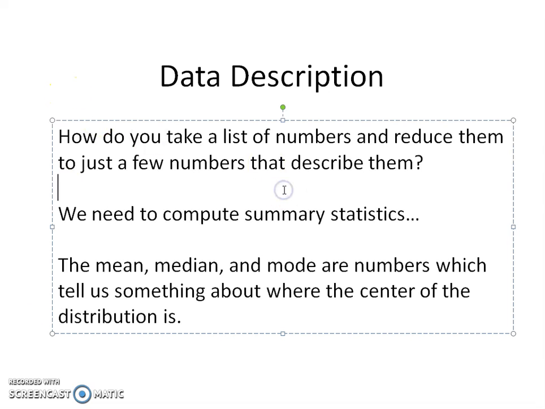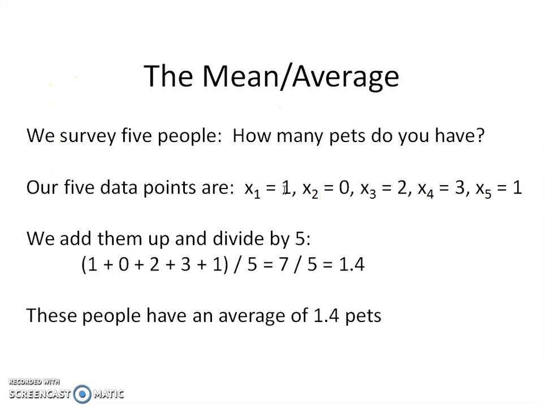The mean is the average. We've done that before. We know what an average is all about. Here's a simple example. Suppose I survey 5 people and I say, how many pets do you have? The first person says, I have 1 dog. The second person says, no pets. The third person says, I have 2 cats. The fourth person says, I have 3 dogs. And the fifth person says, I have 1 goldfish. So my data is 1, 0, 2, 3, and 1.